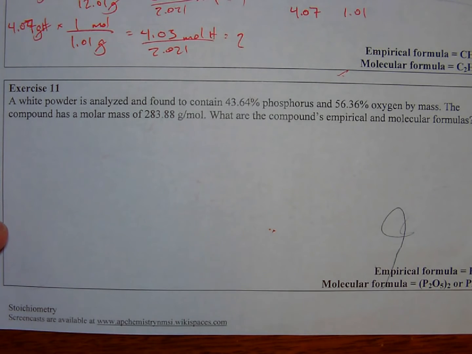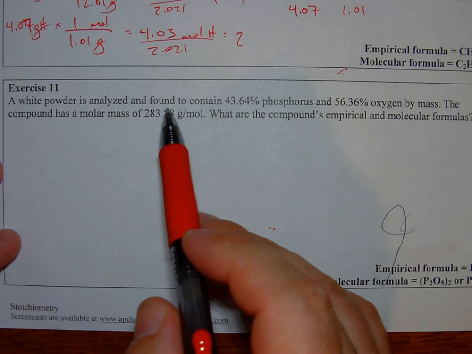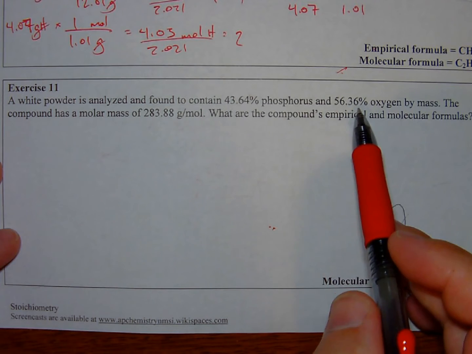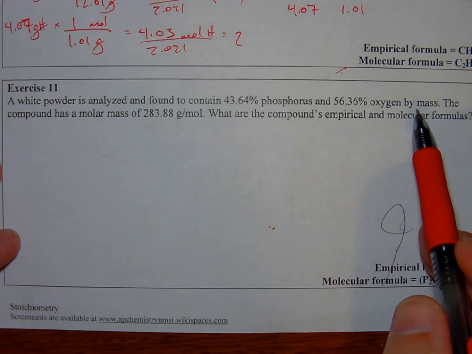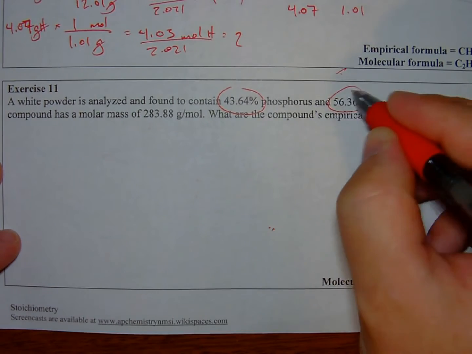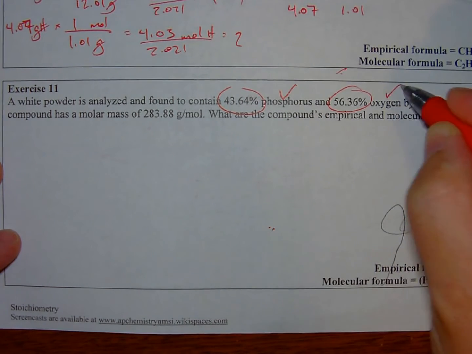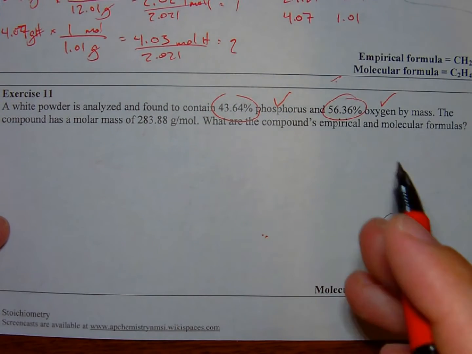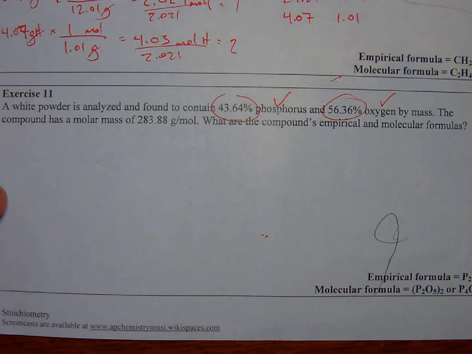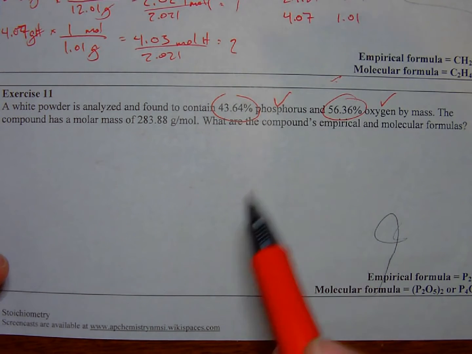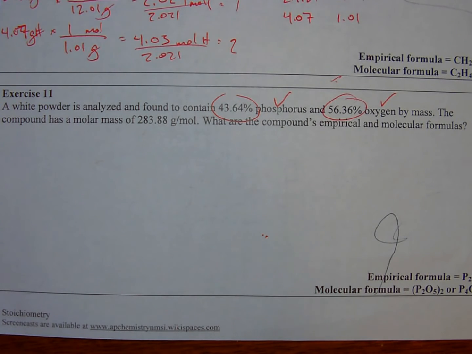So let's get on to exercise 11. A white powder is analyzed and found to contain 43.64% phosphorus and 56.36% oxygen by mass. All right, so we're reading this problem and we're seeing that we're given percentages of different elements. So this is probably going to be a mass percent problem. Now, we're doing mass percent problems, so you already knew that, but I'm telling you, this is how you read the problem to deduce that it's a mass percent problem.